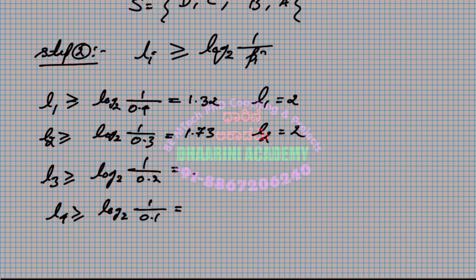Then the next value is 2.32, so I'll make L3 as 3. This comes to be 3.32. We'll make L4 as 4.